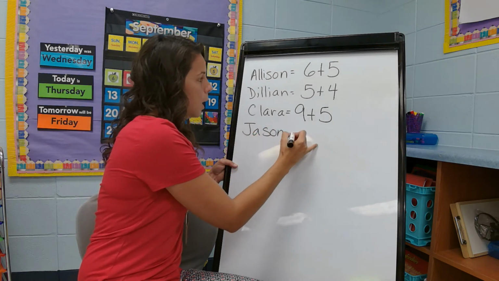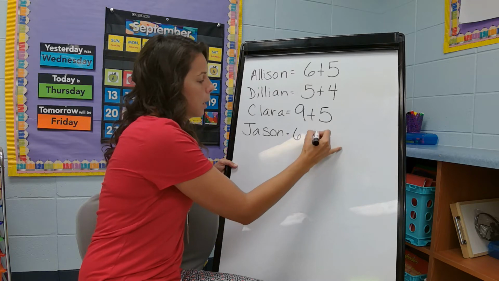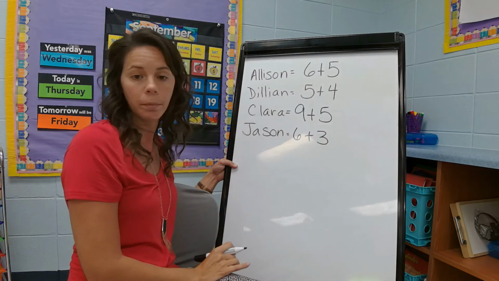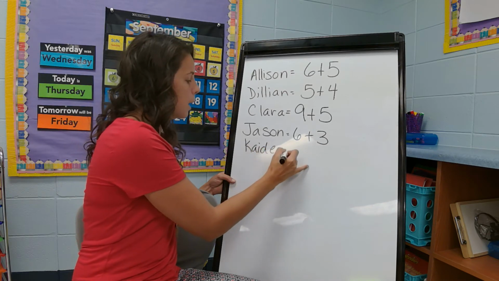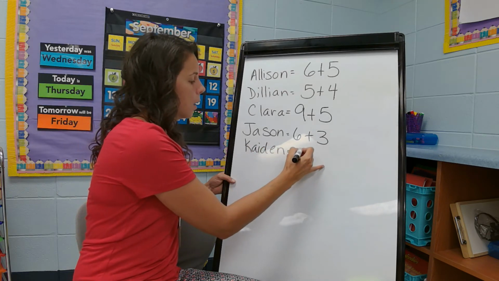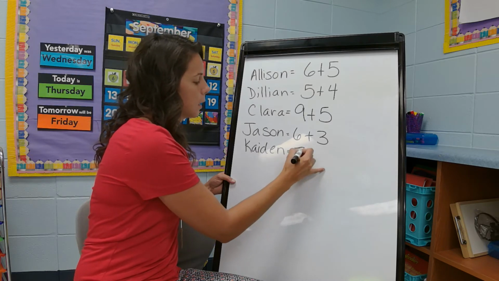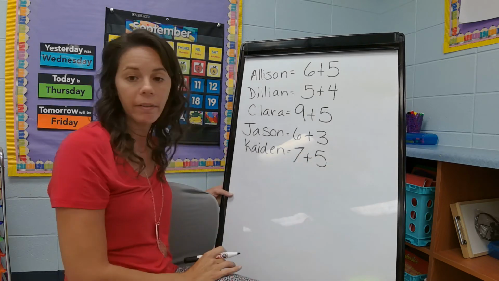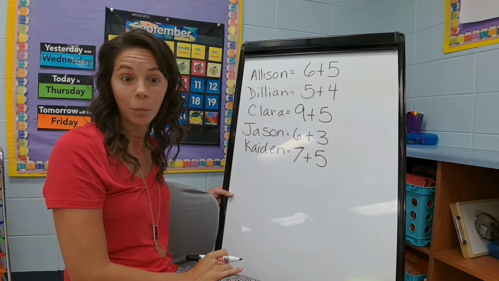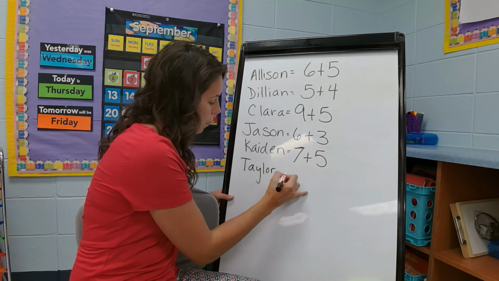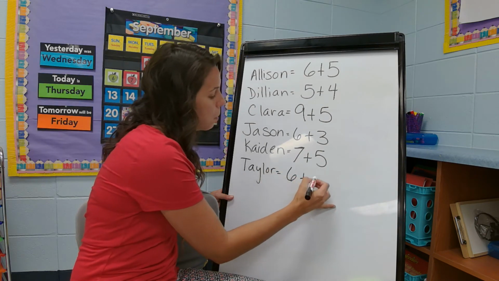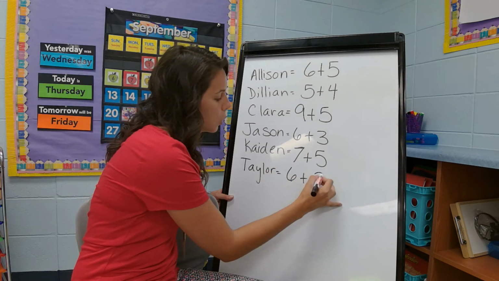Jason, why don't you work on 6 plus 3? Kaden, 7 plus 5. Taylor, let's do 6 plus 2.